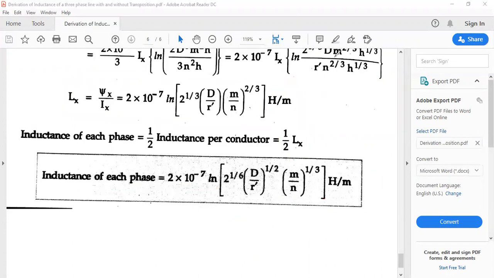In the next session, what we are going to analyze is with respect to the capacitance. Entirely, we are done with inductance now. We are going to deal with capacitance in the coming class.